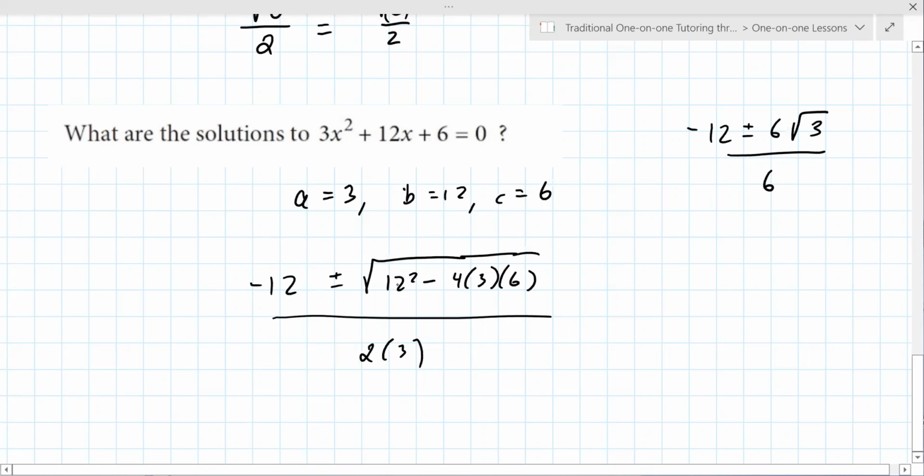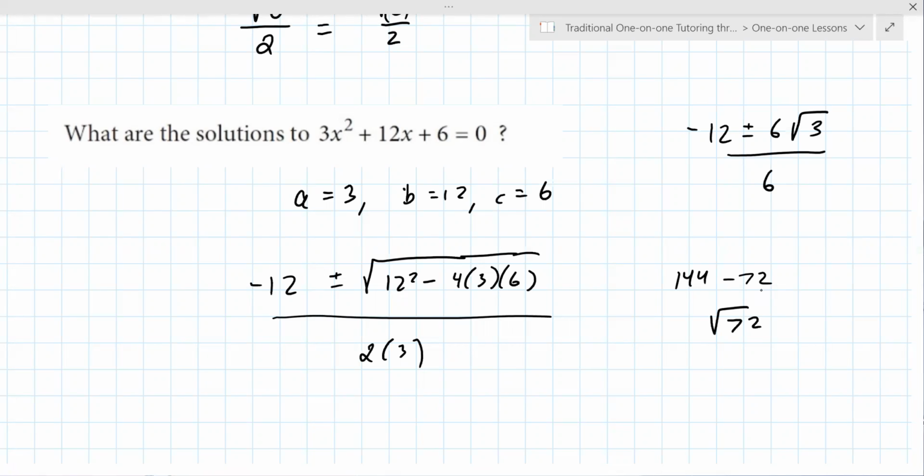So let me just look at this with you. 12 squared is 144. 3 times 6, I don't know what it is. Let's do 4 times 3 is 12. 12 times 6 is 72. So it's the square root of 72. Is that what you wrote at some point as the root part? Oh no, I did the subtraction wrong. Okay, what did you come up with? I got 108. Okay, I was going too fast for myself.